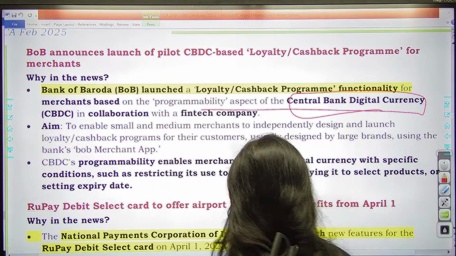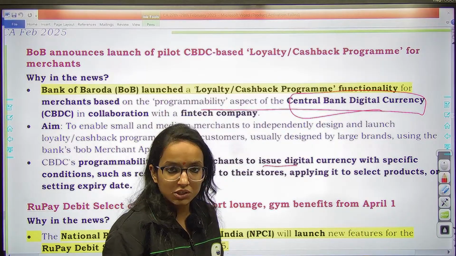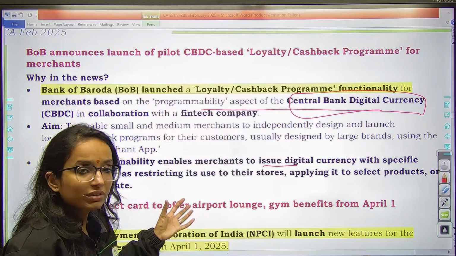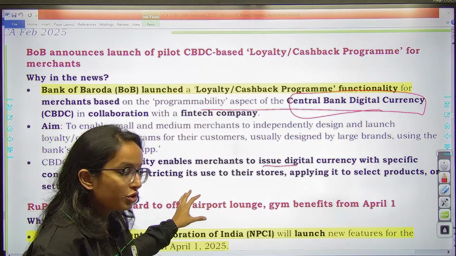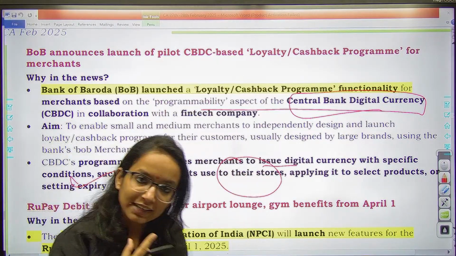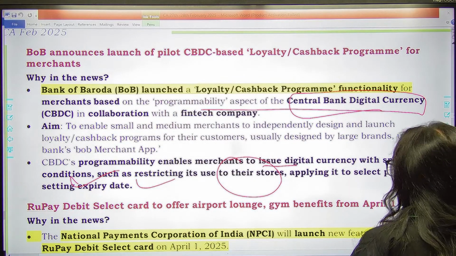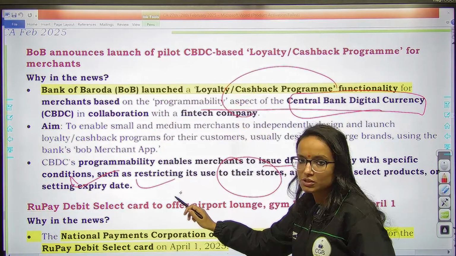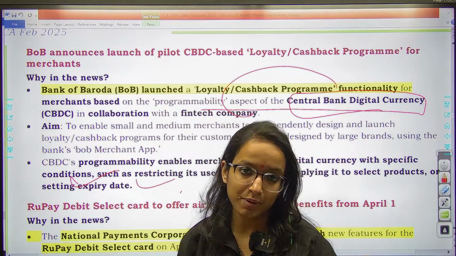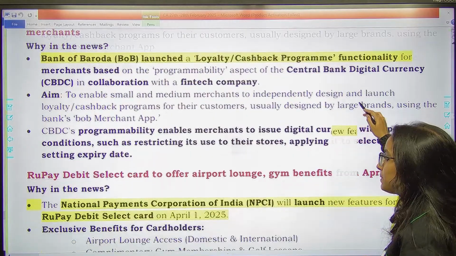It enables merchants to issue digital currency with a specific purpose. कि आपने this digital currency you have issued for a specific transaction or a specific purpose, a specific condition. So that can be restricted to that purpose or use only, restricting its use to their stores or selected products, selected services, right? इसको कहते हैं programmability. Bank of Baroda is planning to launch cashback program on such programmabilities. ऐसे जितने भी transactions होंगे तो CBDC पे you will be able to receive cashback. So that is quite innovative. Remember, Bank of Baroda is spearheading this thing.